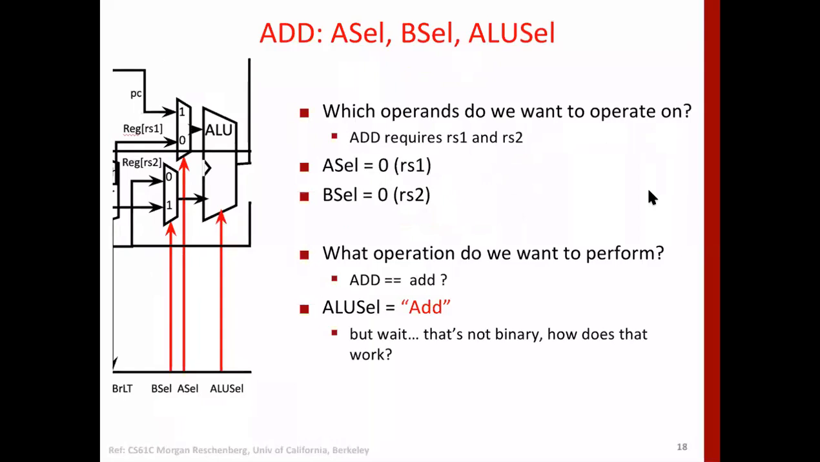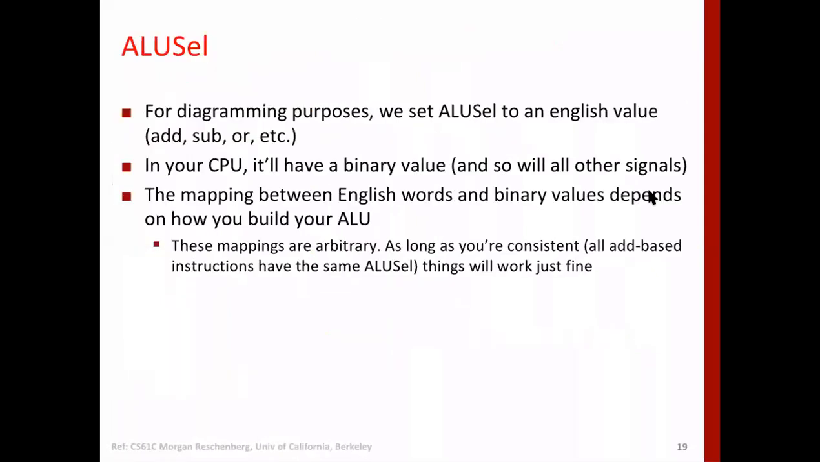Next is A select and B select. A select is for this multiplexer, B select is here. We need to select inputs that are coming from the register file, right? So we select 0 for both. We don't select the other inputs. One comes from PC, the other comes from the immediate field. We don't select those. So this is simple. The ALU has to be given the control signal corresponding to add. So this is add.